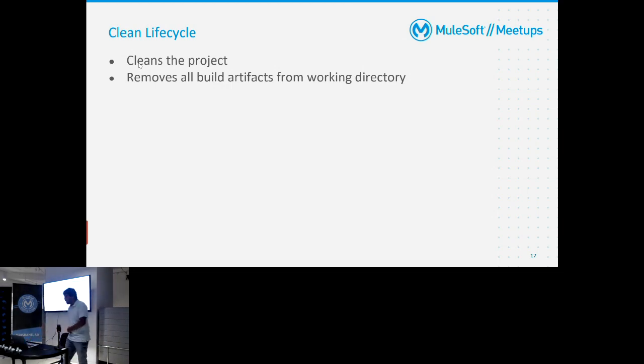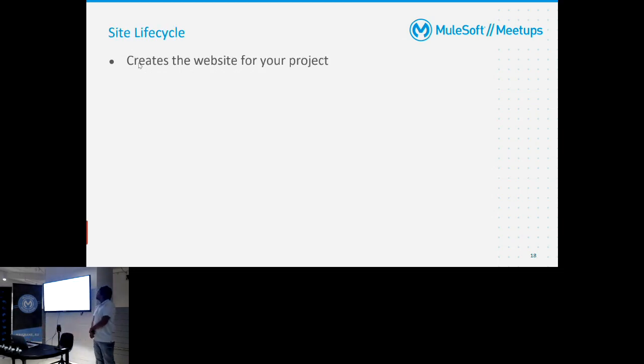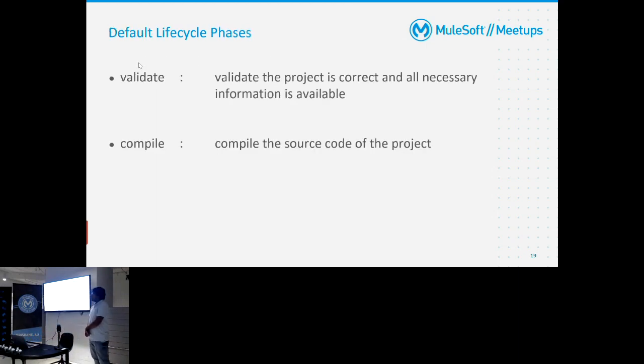The second one is the site life cycle. This is the rarely used life cycle. It is normally used to create a website for your project. Most of us have not used this, I guess. And the third one is the build life cycle. In that default life cycle, you have multiple phases. We'll talk about them one by one.